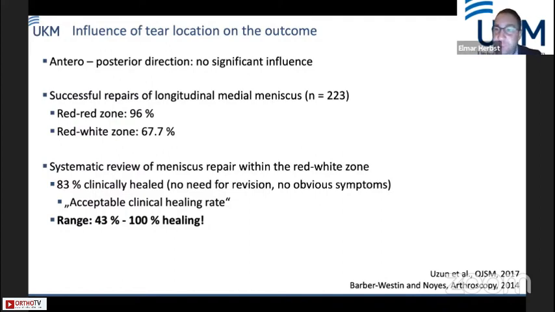And so it's more, as said before, look at the age of the patient, look at their biology, look at their smoking habits. It's more important than actually the location.